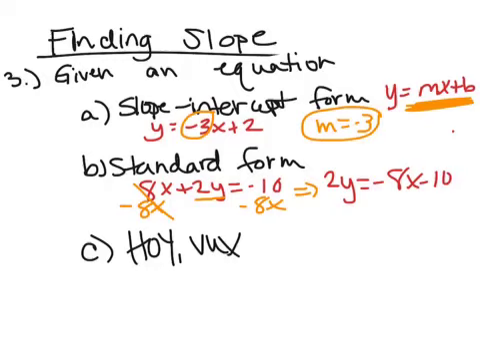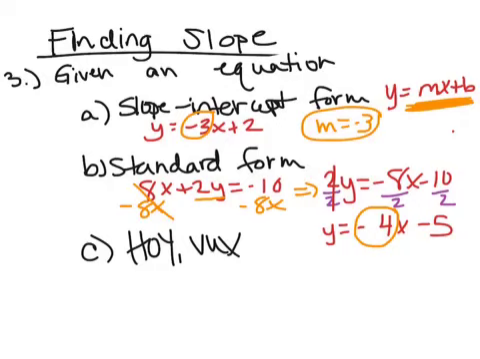I still have to get y by itself, so I need to divide everything by 2. So that's going to give me the new equation, y equals negative 4x minus 5. Now that it's in slope-intercept form, again, my slope is simply the coefficient of my x. The coefficient of my x is negative 4, so that means that my slope is negative 4.